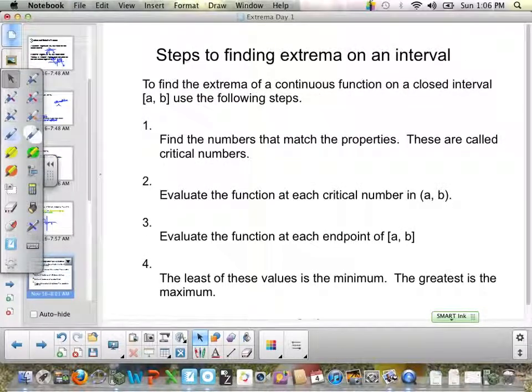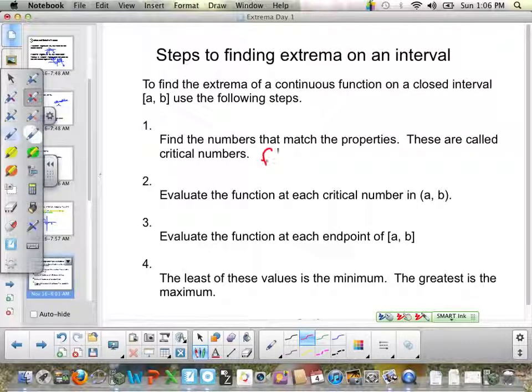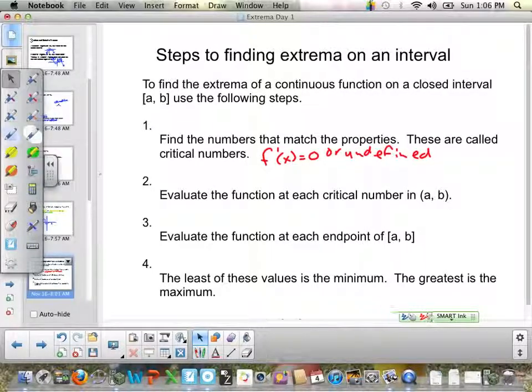All right. Steps to finding extrema on an interval. Okay, and this is for a closed interval to apply the extreme value theorem. Okay, find the numbers that match the properties. These are called critical numbers. So again, make sure f prime equals 0 or is undefined. Those are our critical numbers. Okay, evaluate the function at each critical number. Evaluate the function at each endpoint, and the lowest of these is the minimum, and the greatest is the maximum. Because it's continuous, that is true.